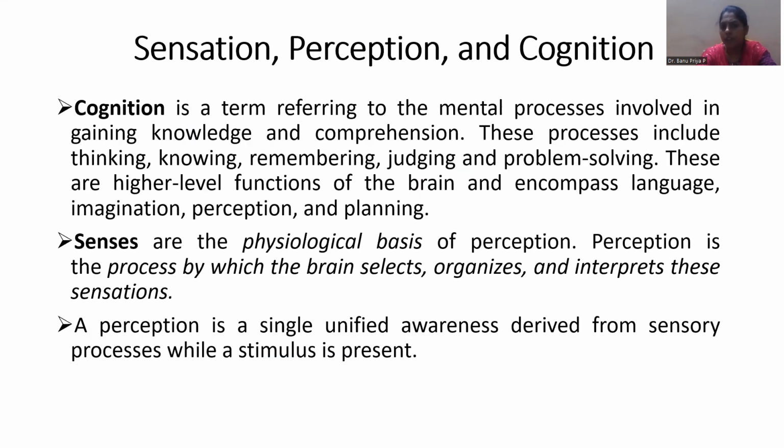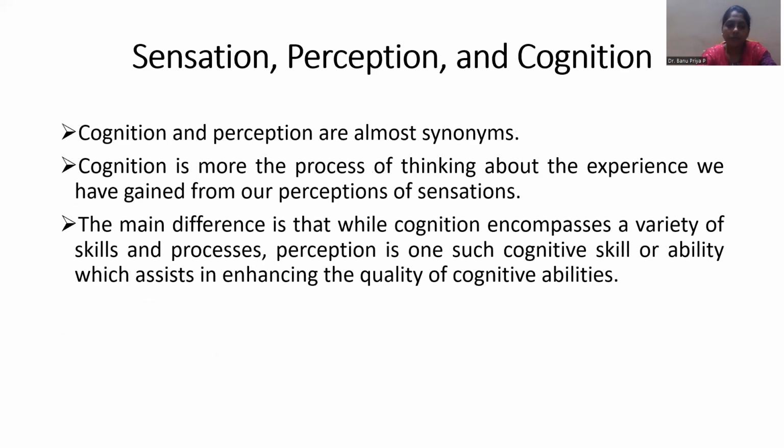It is very important. It is a mental process involving knowledge and comprehension, that is, imagination, perception, and planning. Cognition and perception are almost synonyms. However, cognition is the process of thinking, whereas perception is how one uses the cognitive skill or ability to enhance the quality.